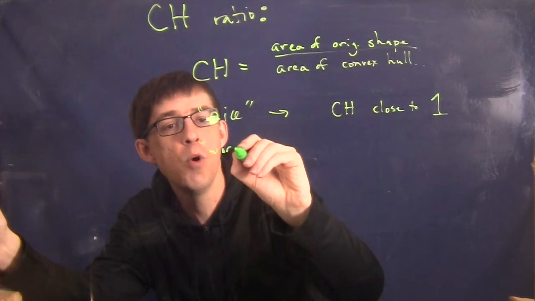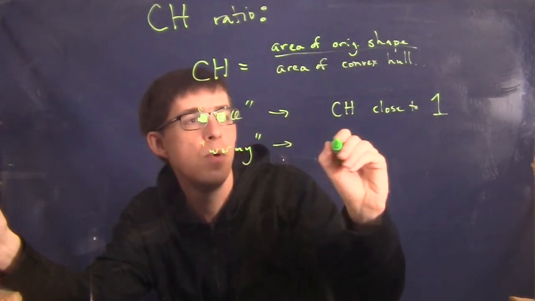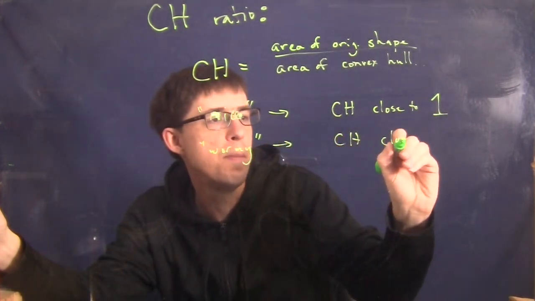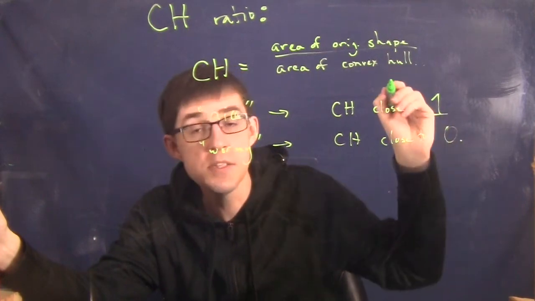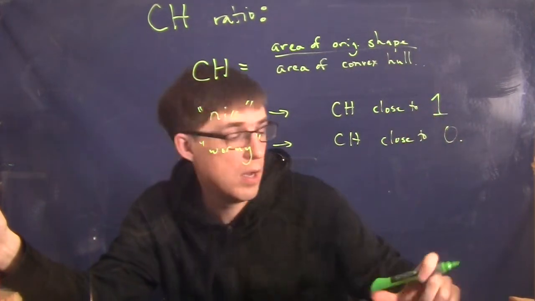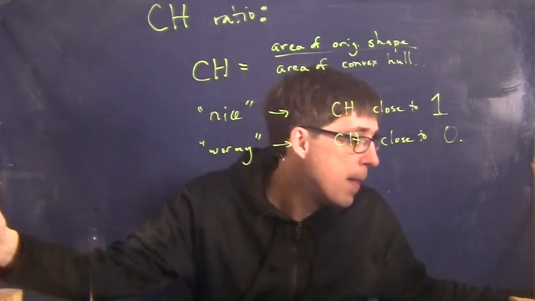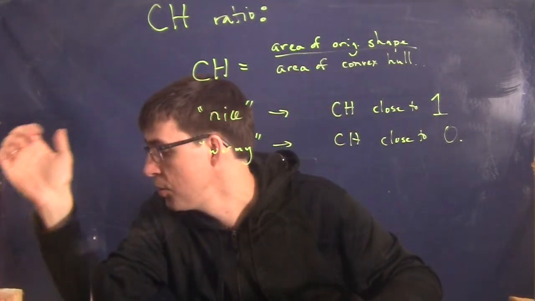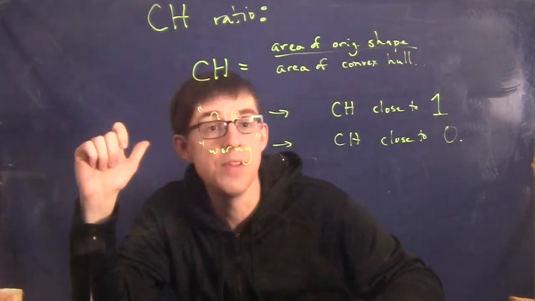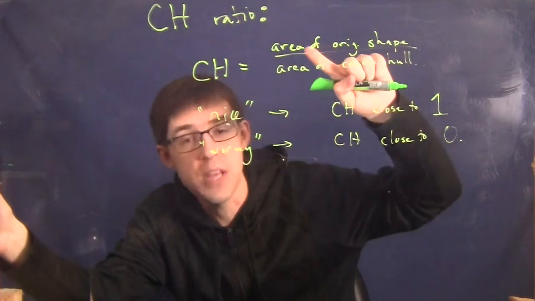So a wormy shape will have the convex hull close to 0. And this is a real thing that you can really measure of a shape. The biggest obstacle to actually measuring this is just that it involves areas.